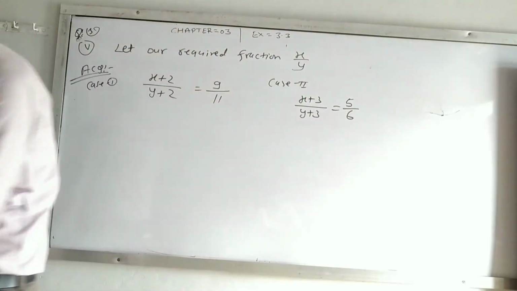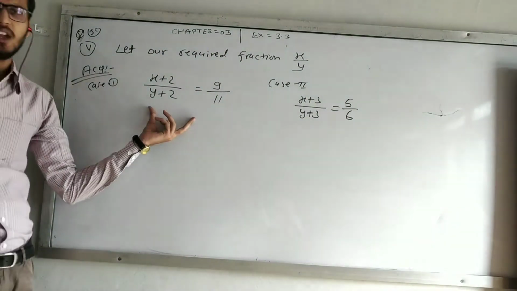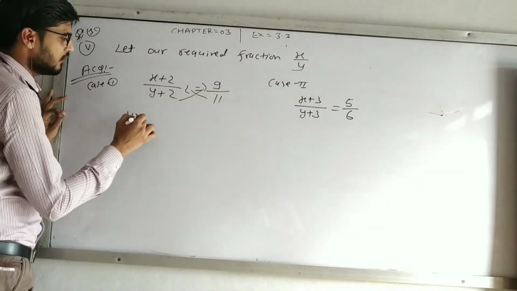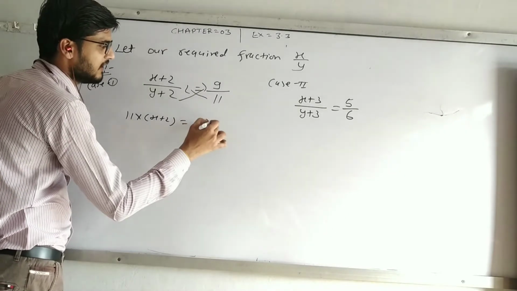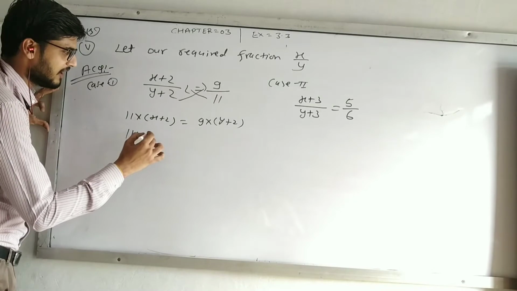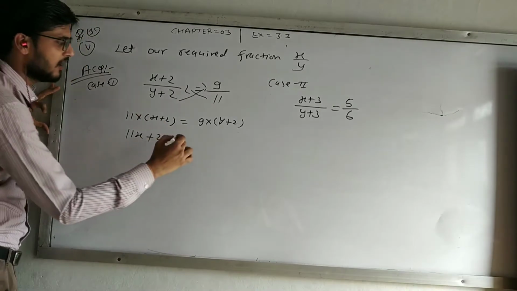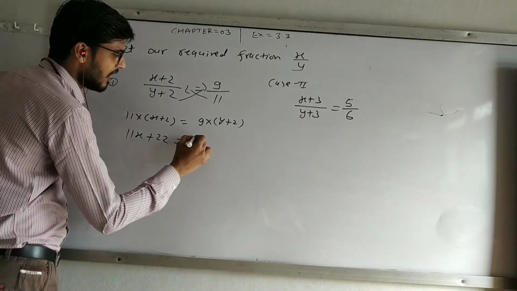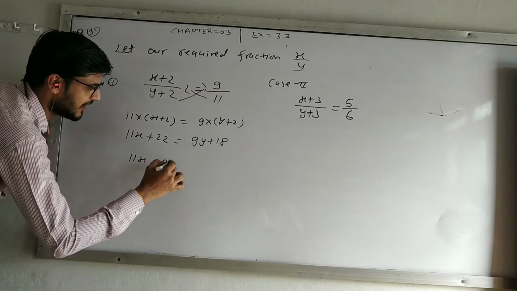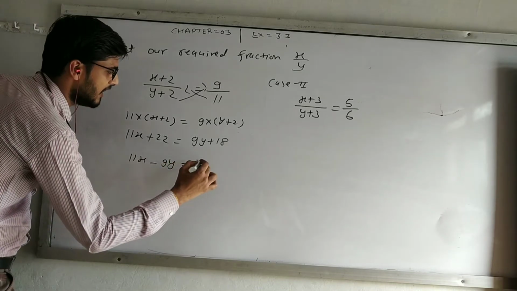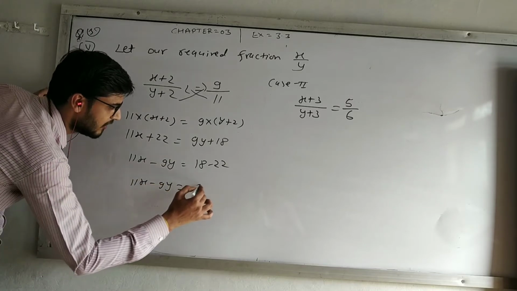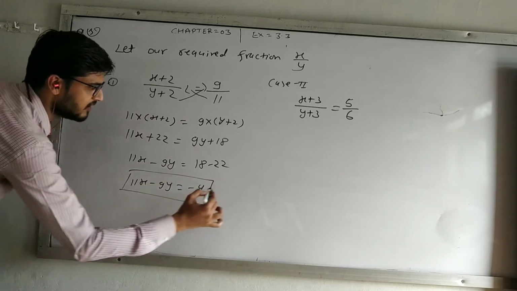Now first we arrange into a linear equation. So what do we do? We cross multiply. So 11 into x plus 2 and 9 into y plus 2. First we solve this. So what do we get? 11x plus 22, and here 9y plus 18. So 11x minus 9y equals 18 minus 22. So we get 11x minus 9y equals minus 4. This is our equation first.